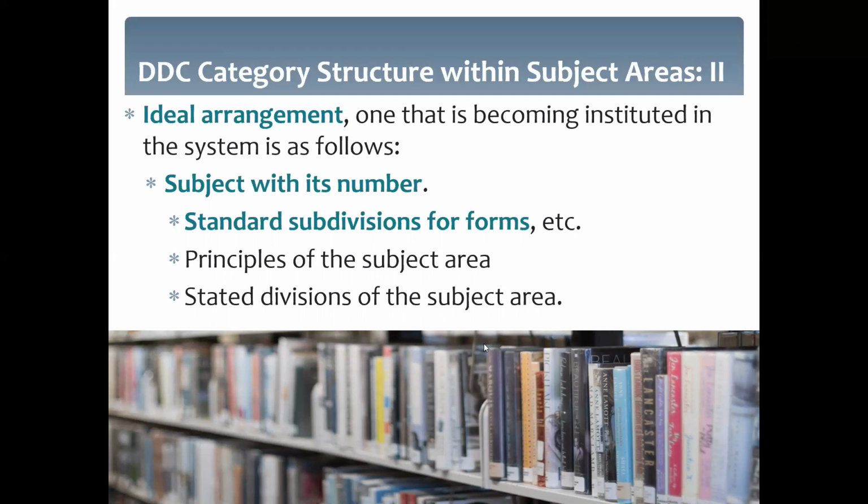An ideal arrangement in terms of category structure and subject areas, and one that is starting to become a little more organized in Dewey, is that you have the subject and its number. Well, we have that anyway. That has existed for a long time, but then standard subdivisions for forms, then the principles of the subject areas, and then those stated subdivisions. In other words, they're looking at how they can make it a little more consistent.